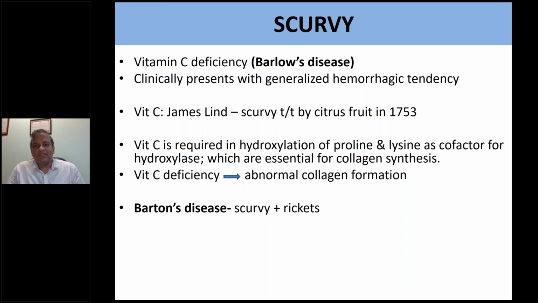James Lind in 1753 treated scurvy by giving citrus fruits, as scurvy was commonly found in the voyagers who were on long voyages at sea, and they used to survive on grains and meat and fish for their food for long durations, for years together, leading to vitamin C deficiency, which is present only in fresh vegetables and fruit. So why is vitamin C important?